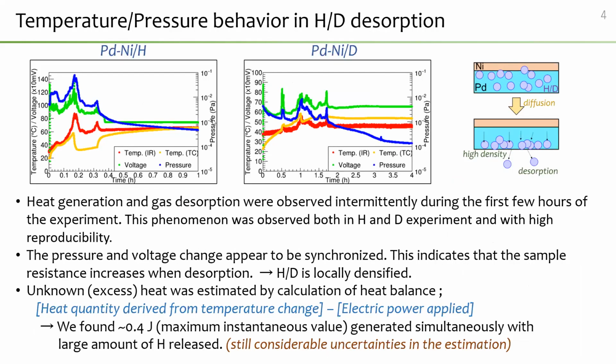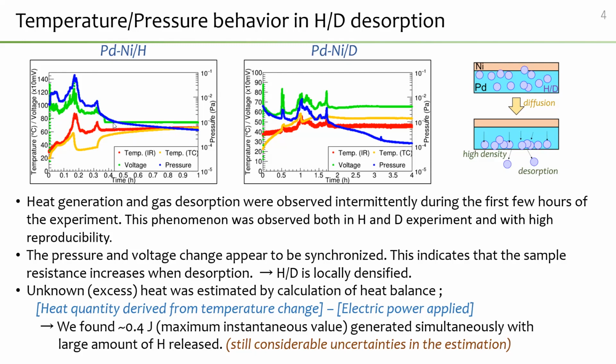So this is the result. These are the typical two results of the hydrogen and deuterium experiments. In this plot, orange shows the temperature measured by the thermocouple, red shows the temperature measured by the infrared thermometer, the green dots show the voltage applied to the sample, and the blue dots show the pressure in the chamber. The time variation of these is shown in these plots.